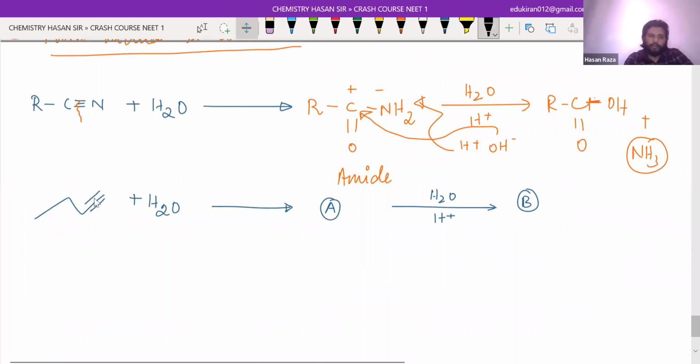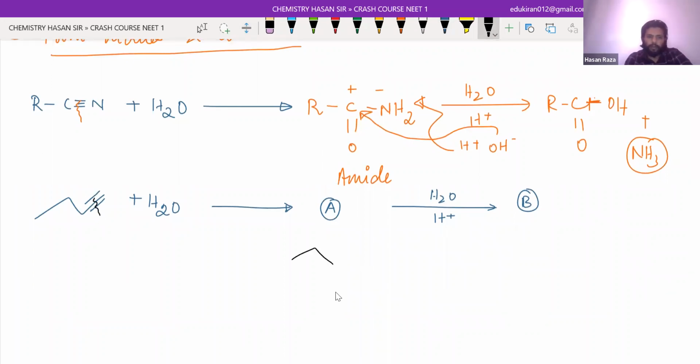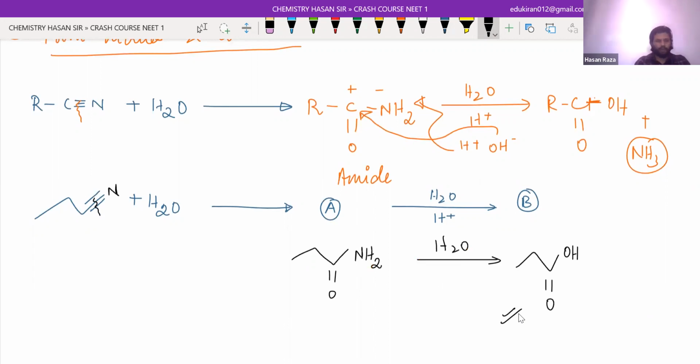So see, what will happen? This bond will be broken and this will be converted into amide. First, it's converted into amide. There is N that I forgot to write. So this is your amide, and after doing hydrolysis, you will be getting this part. So this is your butanoic acid, not butanoic acid, basically, it is propanoic acid. Is that clear, everyone? Yes, sir.